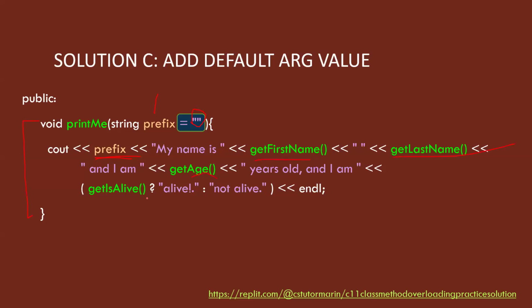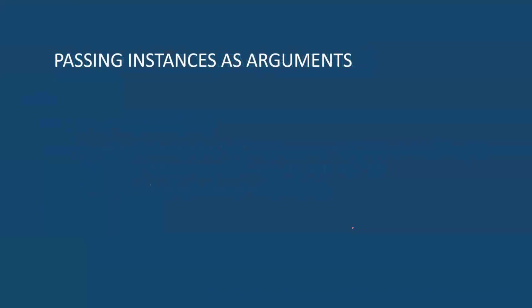Age, etc. Okay. And this is a ternary operator. We talked about this the other day, but if I'm alive, return the string alive, otherwise return the string not alive. So a really concise way to avoid having to write yet another if else chunk of code. Okay, all right, moving through it.